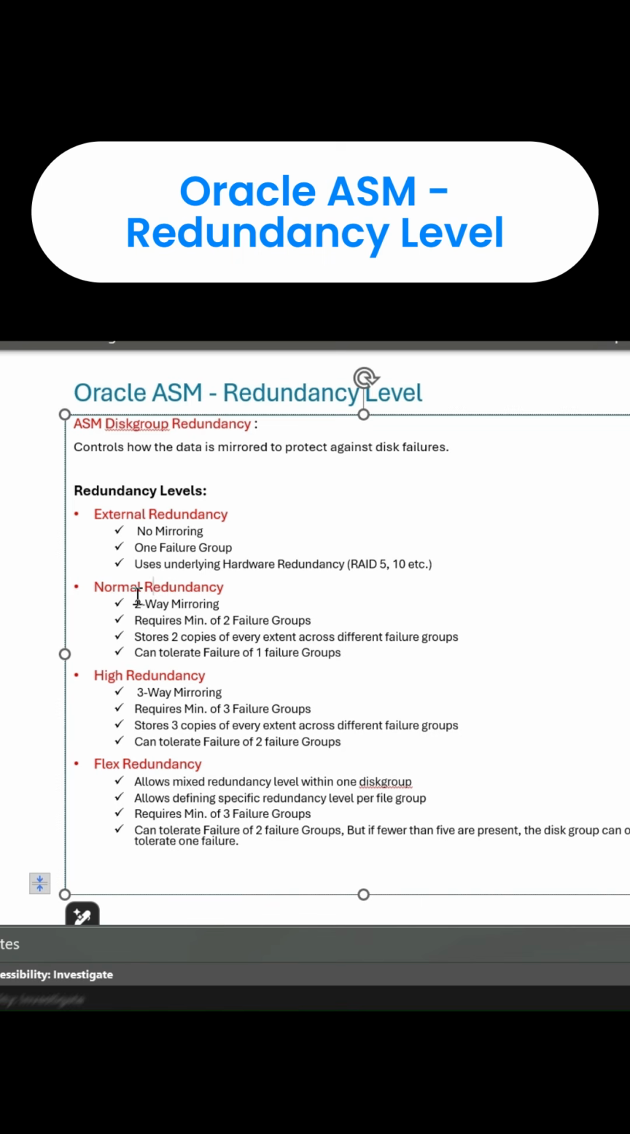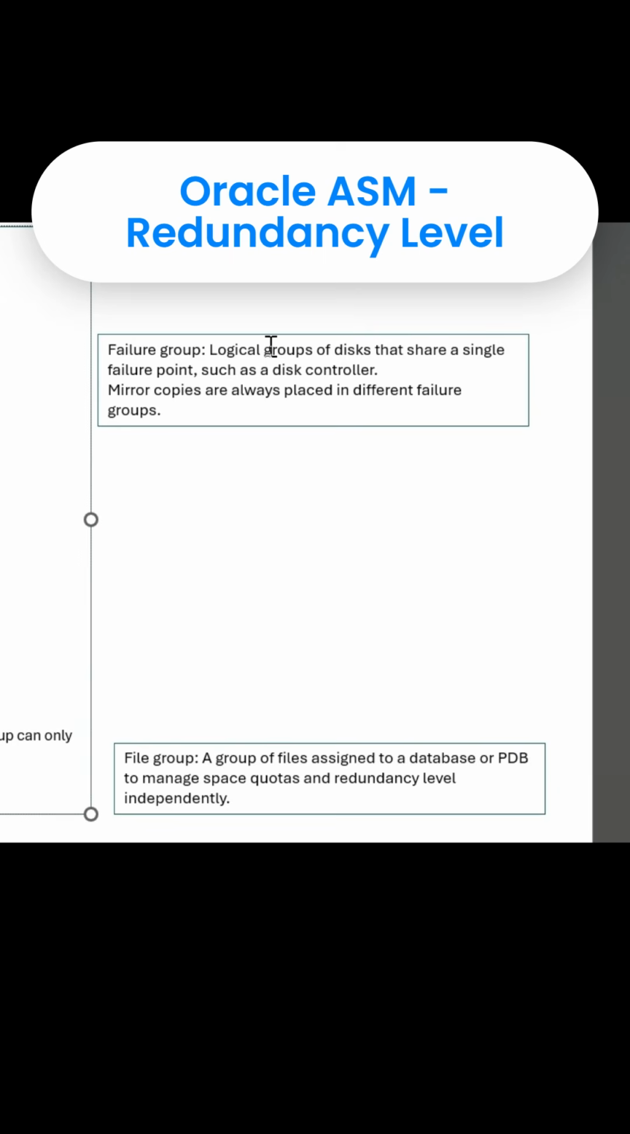Normal redundancy has two-way mirroring. It requires a minimum of two failure groups. A failure group is a logical group of disks that has a single failure point, such as a disk controller. So if there is a problem with the disk controller, only that failure group will fail. The remaining failure groups will be up and running.